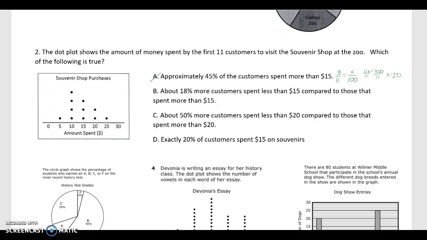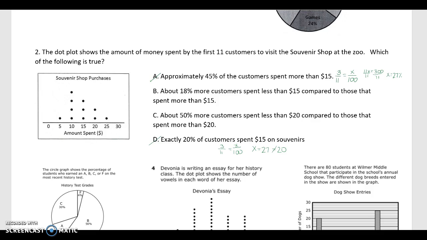Let's see, exactly 20%. I'm going to skip down to there because I know how to do 20% a lot easier than 18. So 20% of the customers spent exactly 15. So 1, 2, 3. Well, 3 out of 11, we already know. Wow, well, we already calculated that. So x is 27%. Is that exactly equal to 20%? No. Okay. Awesome. So now we're down to B and C.